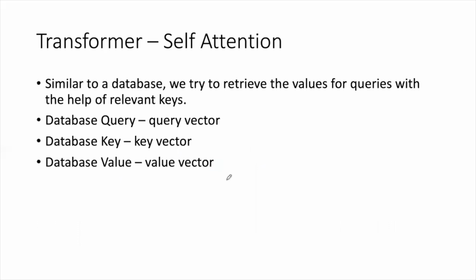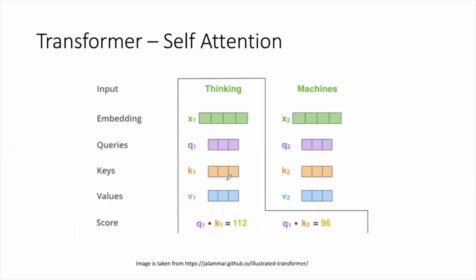Yeah, so this basically mentions how exactly both are related. So we try to retrieve the values corresponding to a query with the help of relevant keys. So we try to find the relevant keys for a query and then pull out the associated values from it. So that's the process. So if we try to again look at how it's actually implemented, the self-attention mechanism.